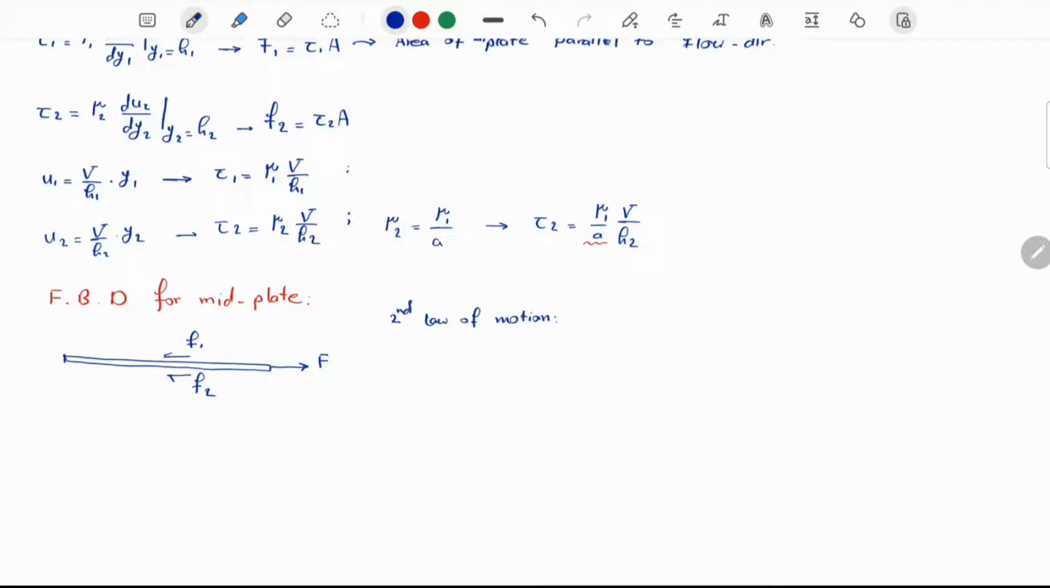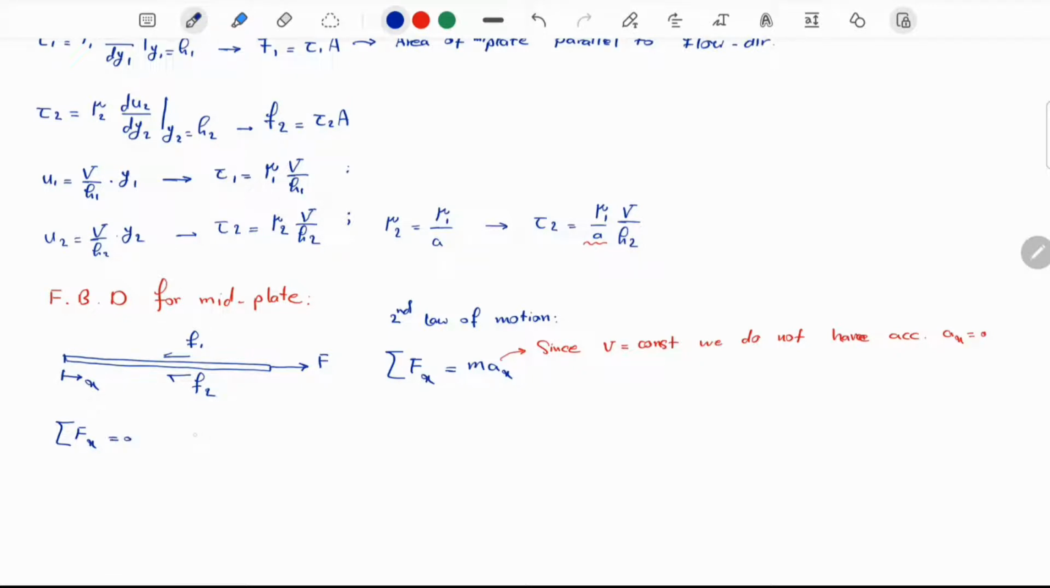What does it say? It says that the sum of forces in the x direction equals the mass of the plate multiplied by the acceleration of the plate in the x direction. But since v, the velocity of the plate, is constant, we do not have acceleration, i.e. a_x, the acceleration in the x direction, equals 0. By this, we have the sum of forces in the x direction over our plate is 0.